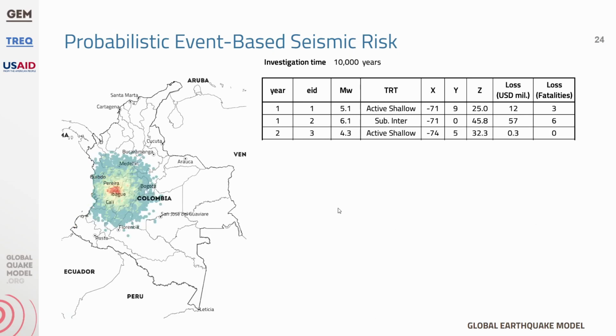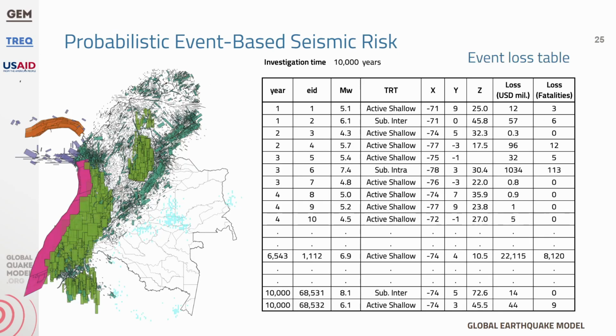And so our clock keeps going. We keep sampling events during our investigation time, and we continue evaluating the losses from each one of those events. For each one of those events, we have ruptures. For each one of those events, we have ground motion models, so we can estimate ground motion fields. And from those fields, loss ratios, and from those loss ratios, all the consequences.